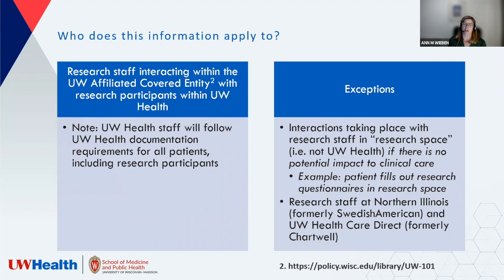And then who does this information apply to? We'll frame that up here before we get into the details. This is for research staff interacting within the UW affiliated covered entity. If you don't know what that means, we don't really have time to get into that big list today. But if you're not sure if you are in that entity within your research group or whatever group you're working in, we've provided the link to the policy here, UW 101, and you can check that out. It's staff interacting within that UW affiliated covered entity with research participants within UW Health.